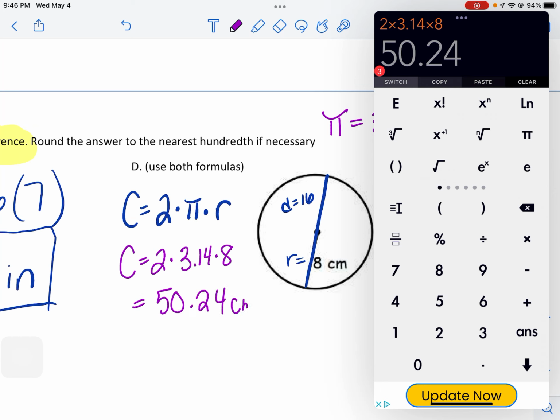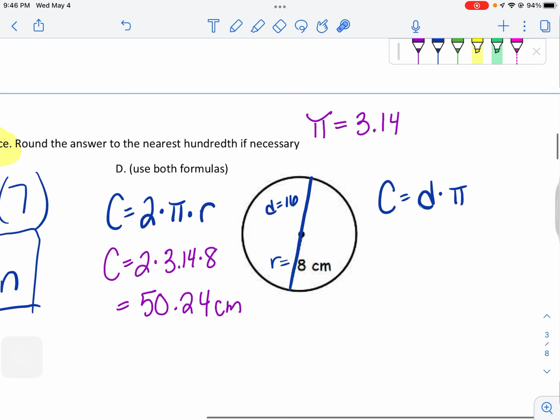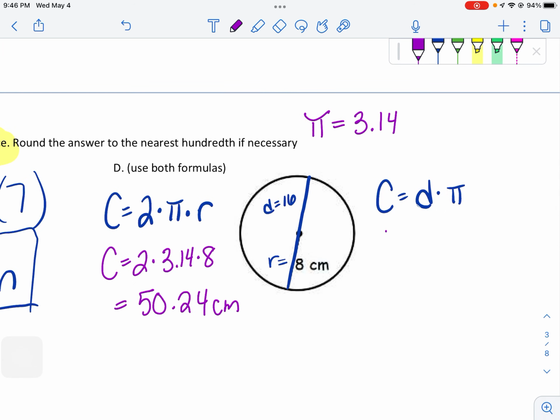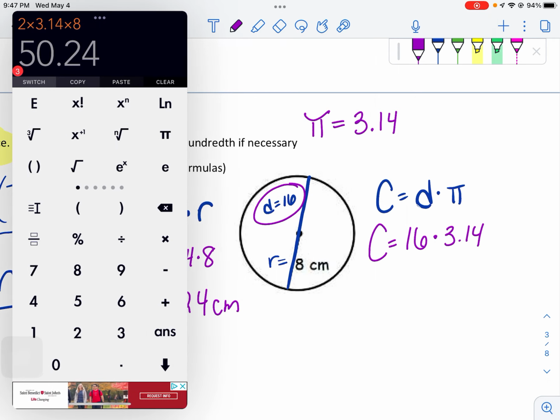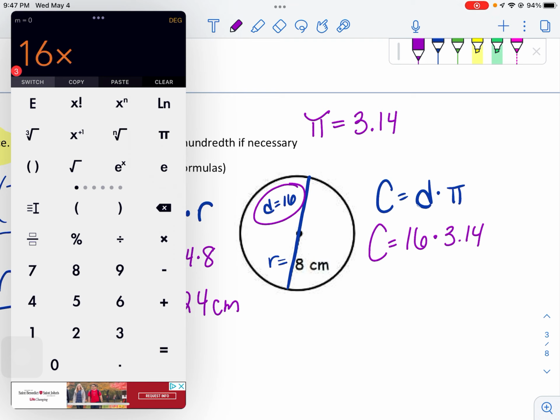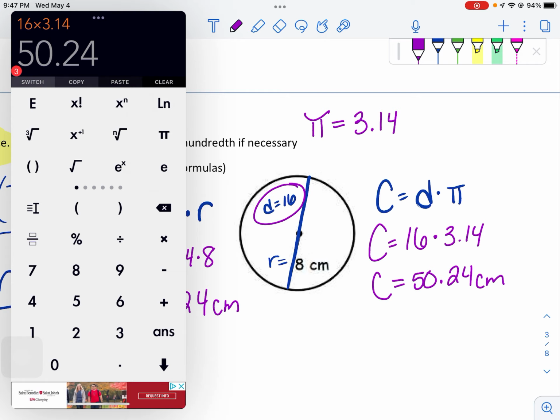50.24, and that would be in centimeters because it's just the distance around the circle, so the outside of the circle. So that's in centimeters. Now if I use my other formula, circumference would equal the diameter, which is 2 of the radiuses, so it'd be 16 times pi, which I'm going to use 3.14. So if I do 16 times 3.14, I get the same answer. So the circumference of my circle using either formula is 50.24 centimeters.